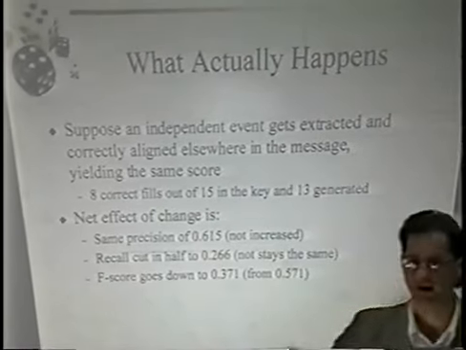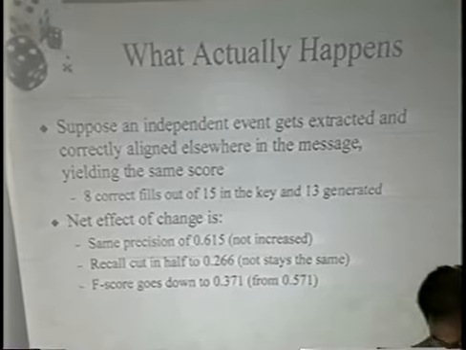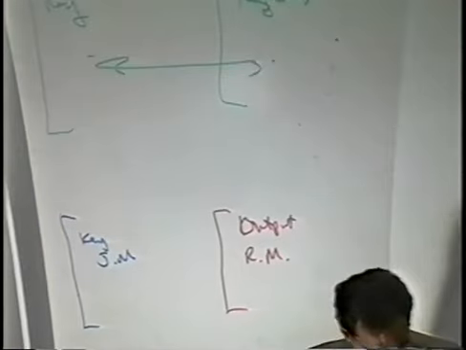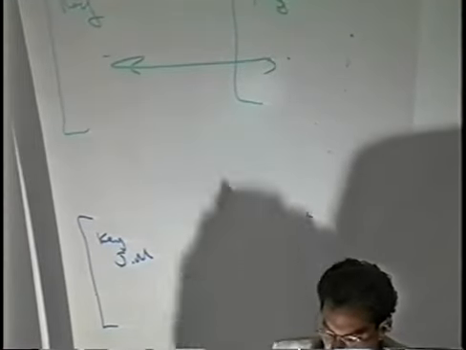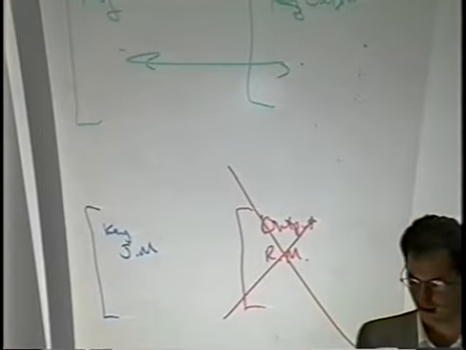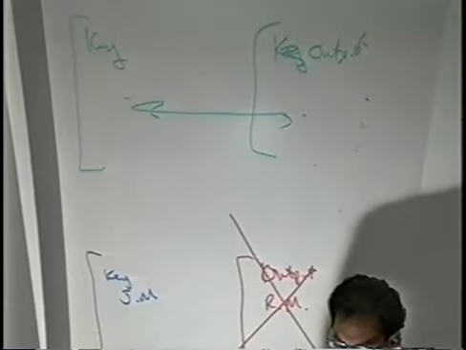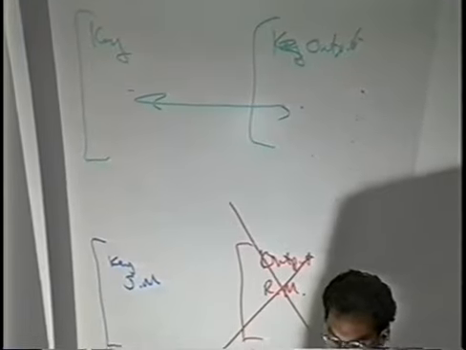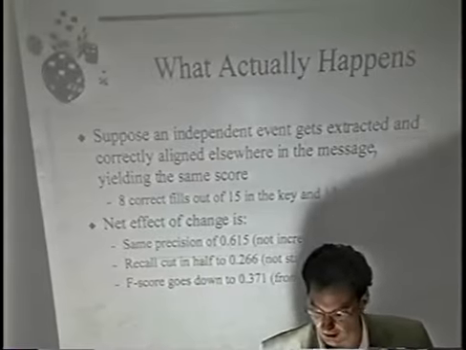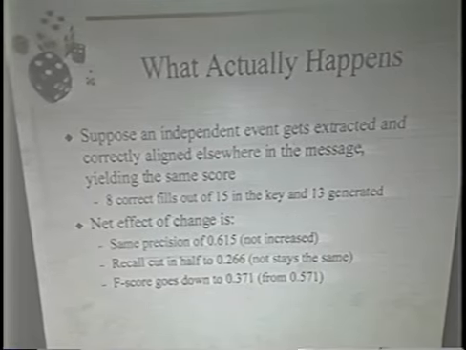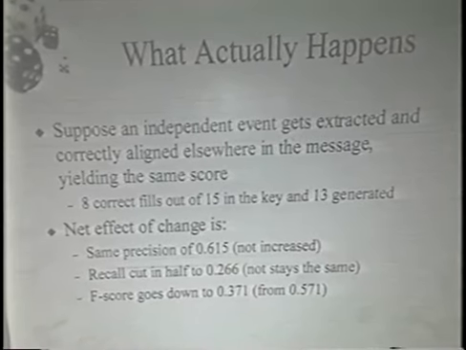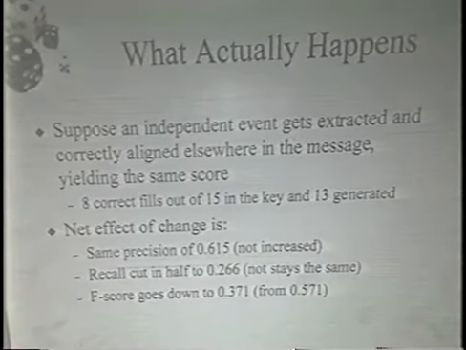What's going to happen if we get rid of this garbage event? What we're doing now when we change our system is to get rid of this irrelevant garbage and keep everything else the same. So again, the recall should stay the same, but the precision should get better because we're not generating the garbage. But what actually happens is the precision stays the same and the recall gets cut in half. And the F-score for the passage goes down by 0.2.